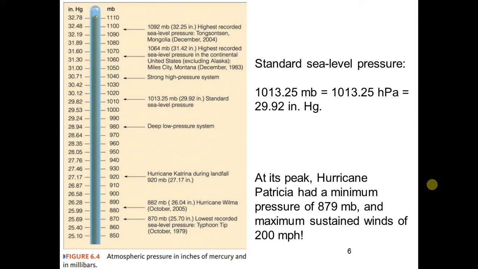By the way, Hurricane Patricia made landfall in western Mexico late last year, and it had a minimum pressure of 879 millibars, which actually was the new record for lowest sea level pressure in the Western Hemisphere. That distinction had been held by Hurricane Wilma. It still has the lowest sea level pressure ever in the Atlantic Basin, but the new Western Hemisphere record, east of the international date line, west of the prime meridian, occurred during Patricia.